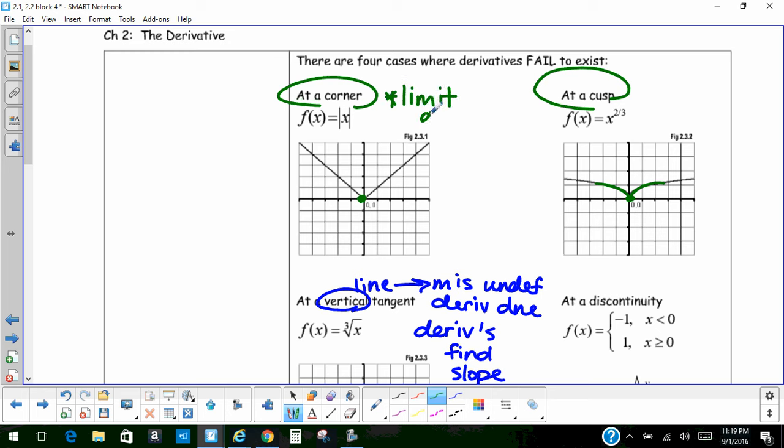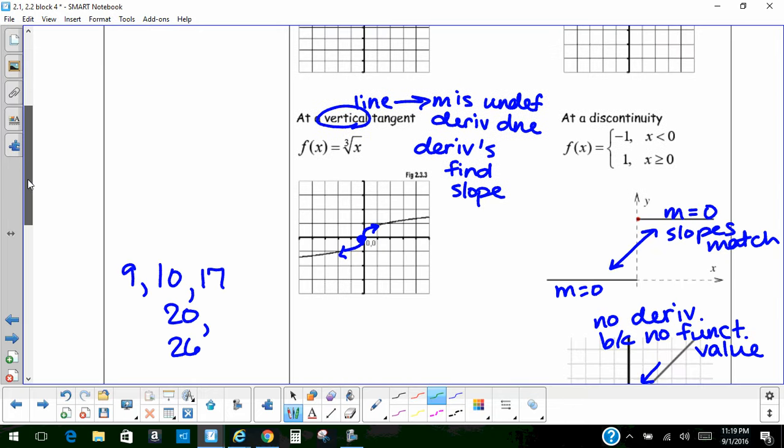We've just been working on it. And then we took a look at an animation for this one. But in both cases, the issue is the slope from the left and the slope from the right are not matching up. And so since they're not matching up, you don't have a derivative there. Then we looked at a vertical tangent. So for this split second right here, it's straight up and down. And so a straight up and down line has undefined slope. So therefore, the derivative is undefined.